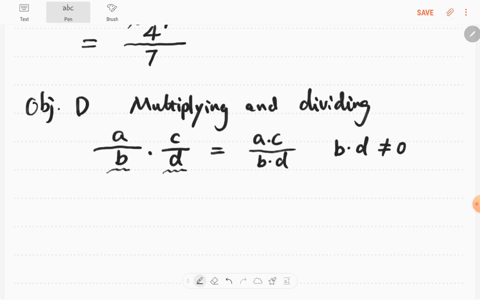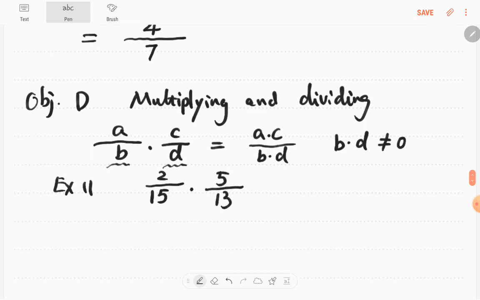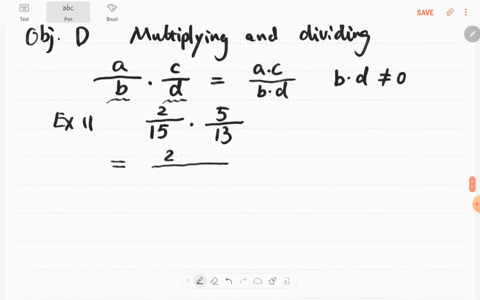So let's check an example. Example 11 in your book. Let's try to multiply two fractions: 2 over 15 times 5 over 13. So let's check this one. A over B times C over D, then it will be A times C, that will be 2 times 5, the numerator times the numerator, and the denominator times the denominator.